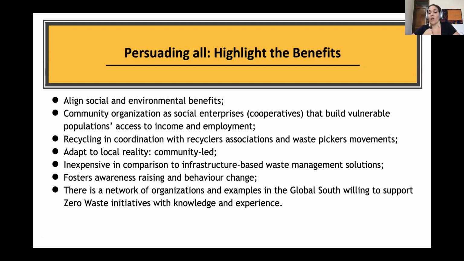We also talk a lot about community enterprises, cooperatives, basically how you bring vulnerable populations closer to the model so they can access income and employment through the system that you are implementing. Both donors and government care a lot about that.